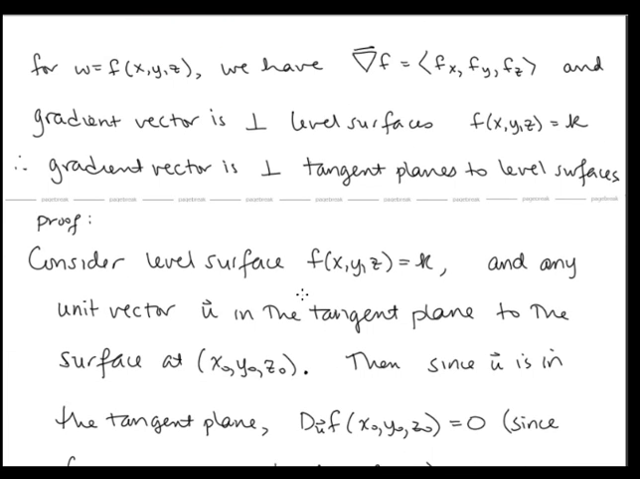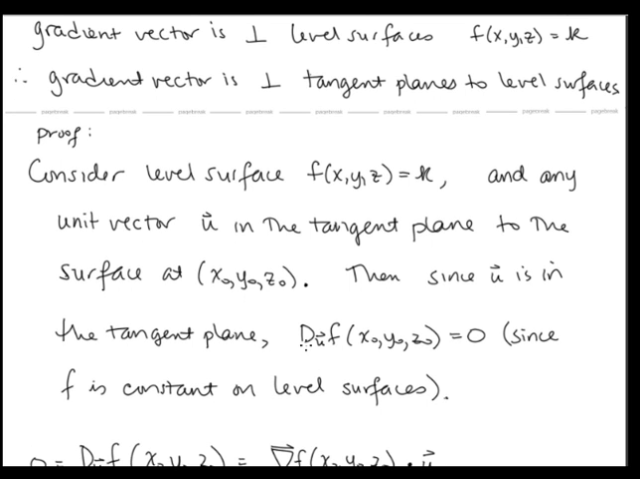So consider a level surface f of x y z is equal to k, and any unit vector u in the tangent plane to that level surface. So consider one of the spheres that we have above, if you want to get a visual, and consider a tangent plane to the sphere. u is going to be any vector in that tangent plane. Since u is in the tangent plane, we know the directional derivative of f in the direction of u has to be 0 because it's a level surface.